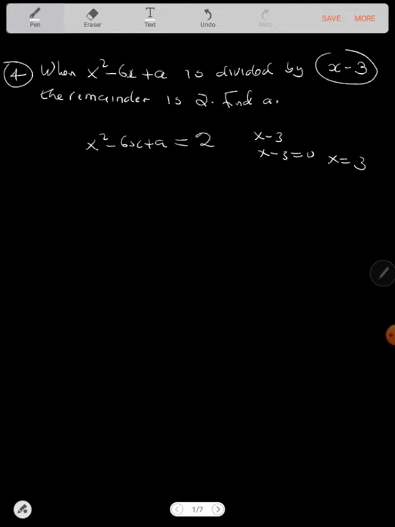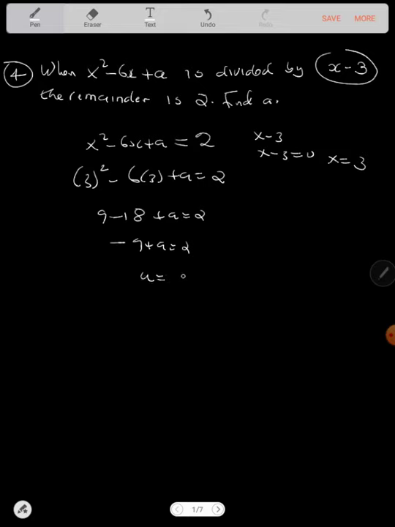Now that we know the value of x, we just have to replace here. 3 squared minus 6 times 3 plus a is equal to 2, the remainder. So this will give you 9 minus 18 plus a, equal to 2. So this will be negative 9 plus a is equal to 2.